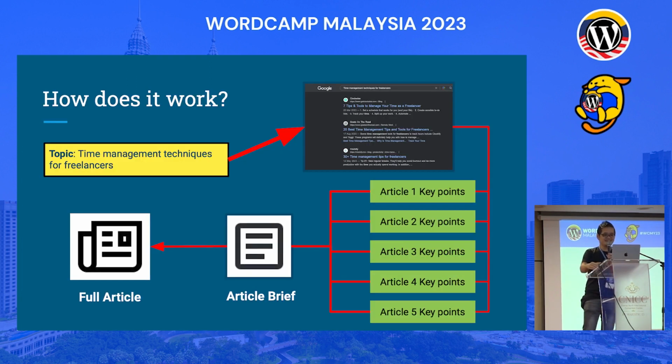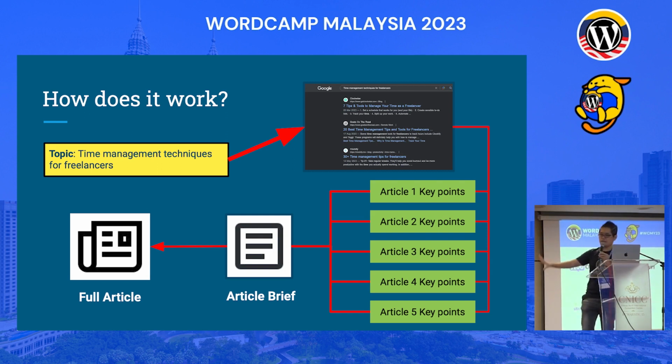Okay, so here's how it works. My proposed idea to solve the problem of too many duplications is, first, of course, you get your topic. Let's say this is time management techniques for freelancers. Then you go to Google and do some research, and maybe you find a few articles, maybe 5 of them. Then you extract the key points from each of the articles. Then you use the key points to generate an outline, we call it an article brief. Then based on the article brief, you generate a full article. So this is my proposed process.